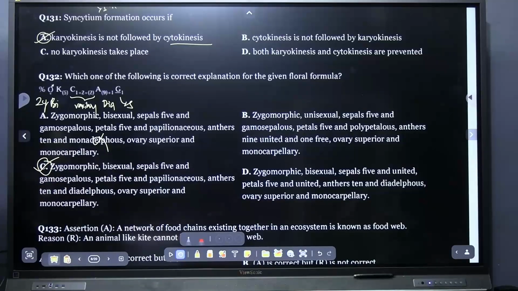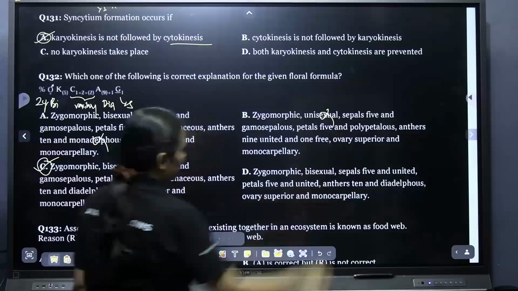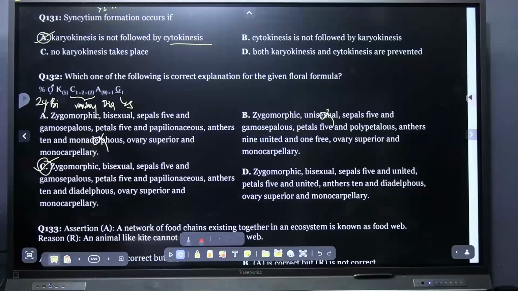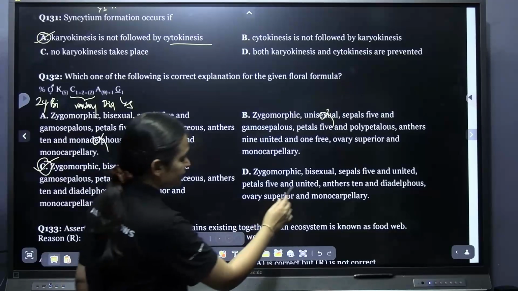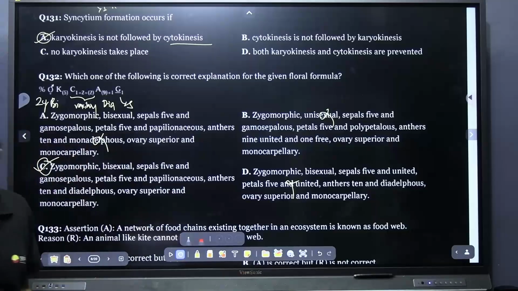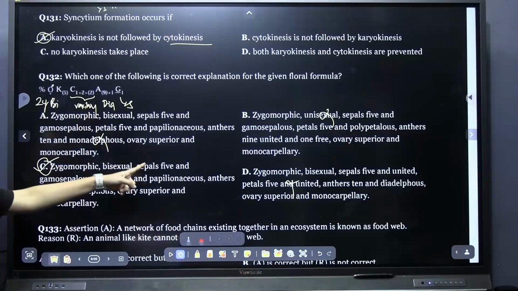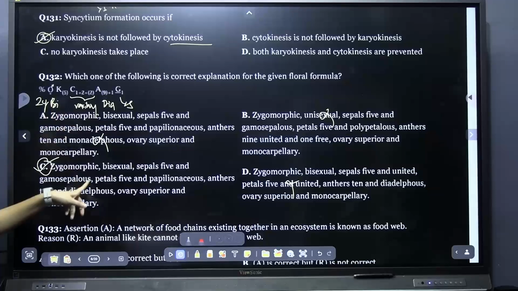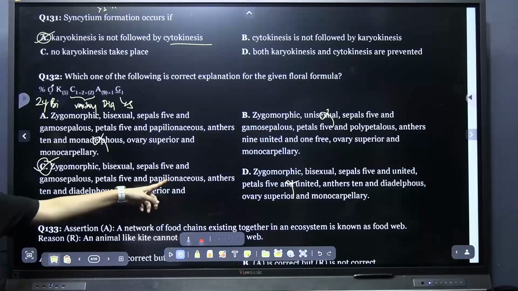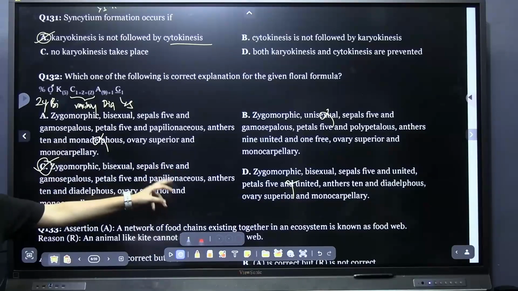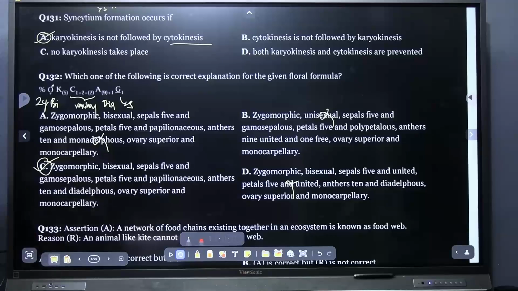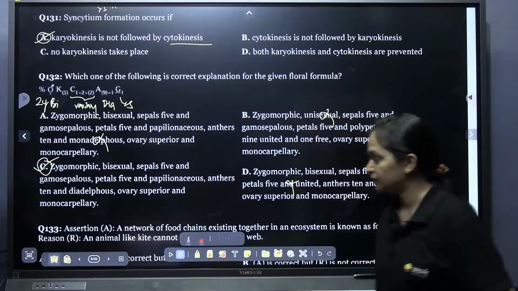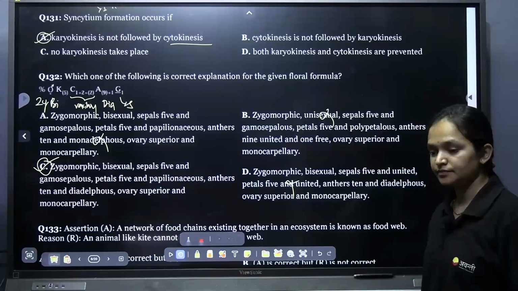Yes, this is correct. Not unisexual, this is wrong. Bisexual, sepals 5 united, petals 5 and not, it is not like this, and diadelphous, no. Understanding? So, it is C. It is zygomorphic, bisexual, sepals 5 and gamosepalous, which means fused, petals 5 and papilionaceous, which is vexillary, the Papilionoideae family, anther 10 and diadelphous, ovary superior and monocarpellary. So, any doubts regarding this? Yes.